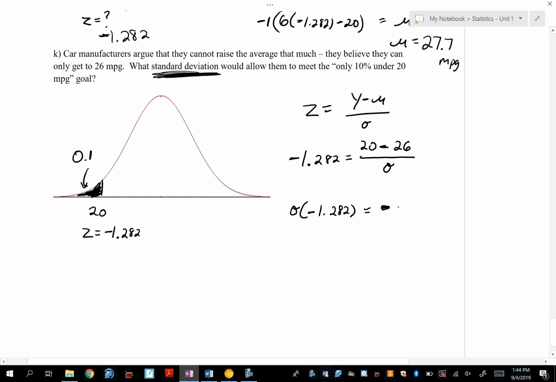Okay, so we did a little algebra here. I moved sigma over to the other side with multiplication. I did a little subtraction in my brain. 20 minus 26 is negative 6. So if you divide both sides by negative 1.282, we know we'll get sigma. I'm almost done. I'm sorry. Almost done. 4.68. So 4.7? Excellent. Thank you.